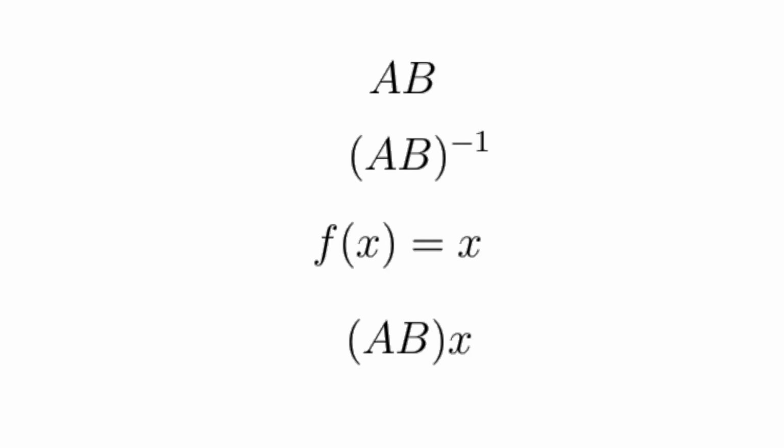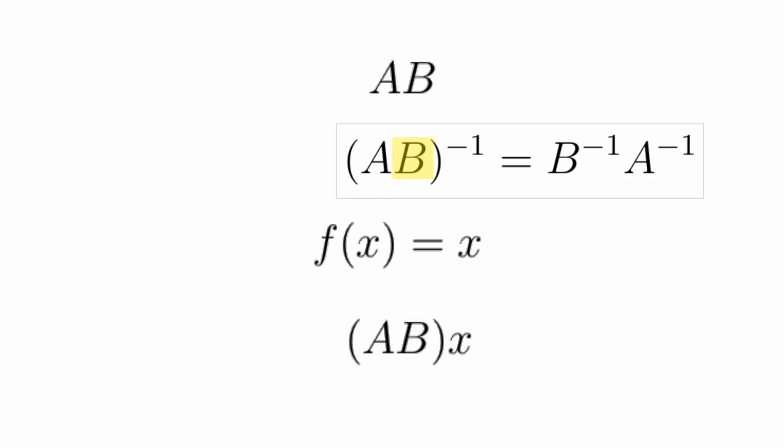Back to our original question, what is AB inverse? It turns out that AB inverse is B inverse A inverse. Intuitively, this makes sense. Consider putting on your socks causes operation B.